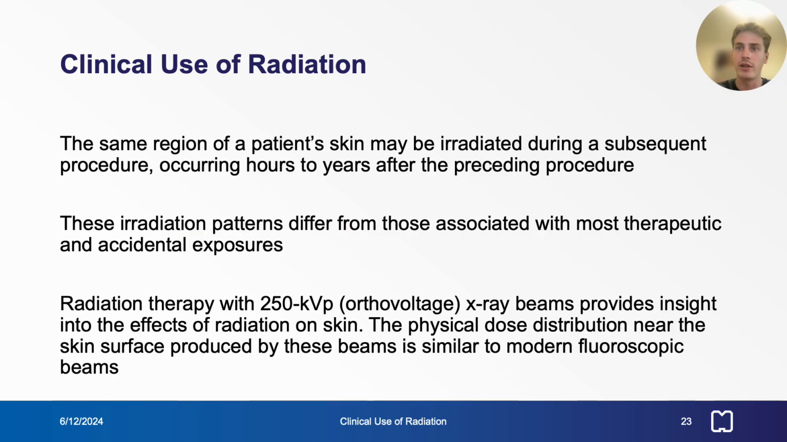So, in the context of interventional radiology, the same region of a patient's skin may be irradiated again during a subsequent procedure, which could occur hours or years after the preceding one. The irradiation patterns differ from those associated with most therapeutic and accidental exposures. Radiation therapy with 250 kVp X-rays, which I'll call ortho-voltage X-ray beams, provide insight into the effects of radiation on skin. The physical dose distribution near the skin surface produced by these beams is similar to those in modern fluoroscopic beams.